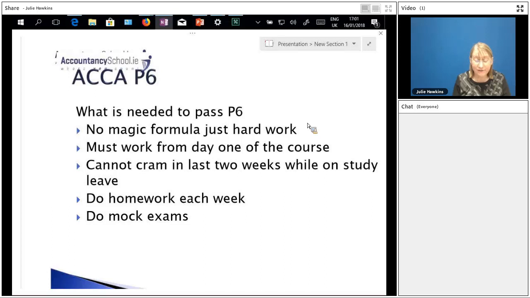Plus, it is very, very important that you practice on questions for tax. You cannot go into the tax exam without this practice. You just won't be able to do the exam. So it is important that you do the homework every week and you do the mock exams.